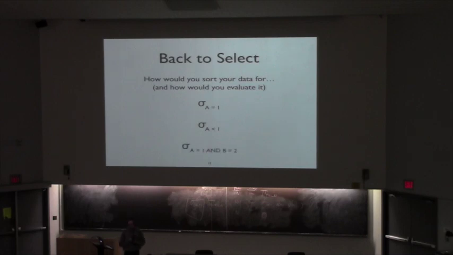So here's another one. How would you answer the following predicate? Or how would you organize your data in such a way that you could efficiently answer a predicate like this? A is equal to something, B is equal.